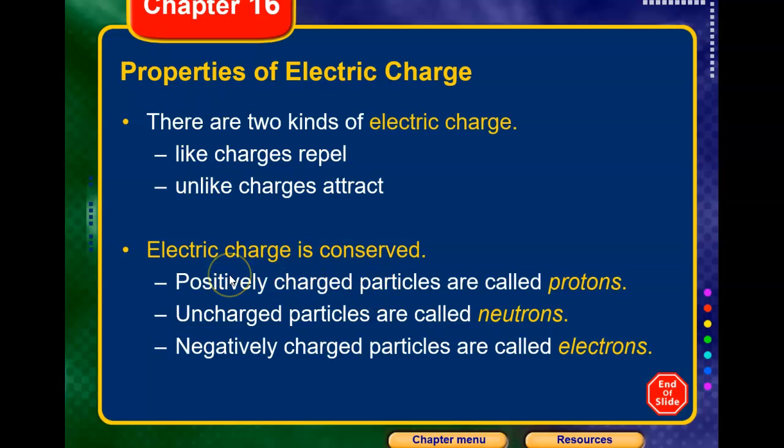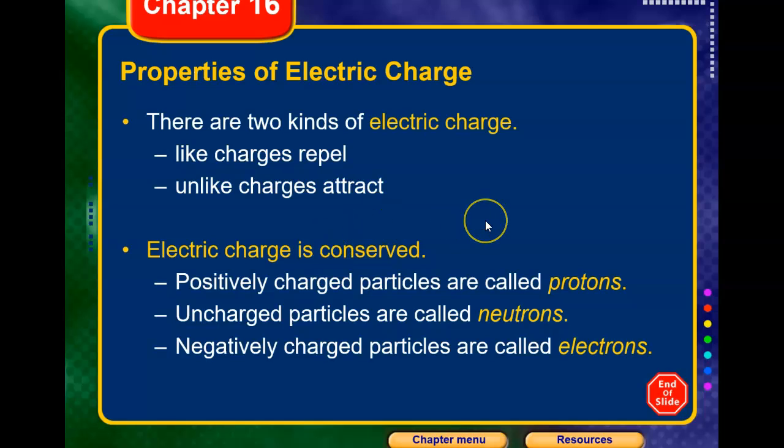Electric charge is conserved, which means it remains constant. Electric charge can't be created or destroyed, it just changes amount. Positively charged particles are the protons, uncharged are the neutrons, negative are the electrons. If something is negatively charged, it has more electrons than protons. If it's positively charged, it has more protons than electrons. If it's neutral, it has the same amount of electrons and protons.